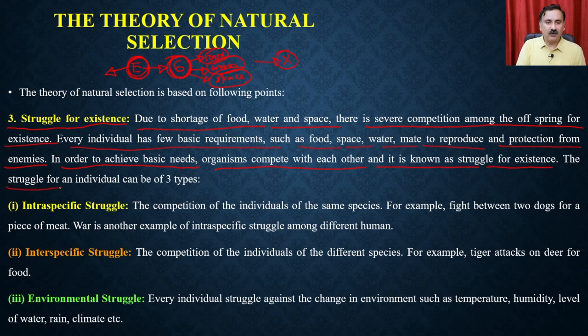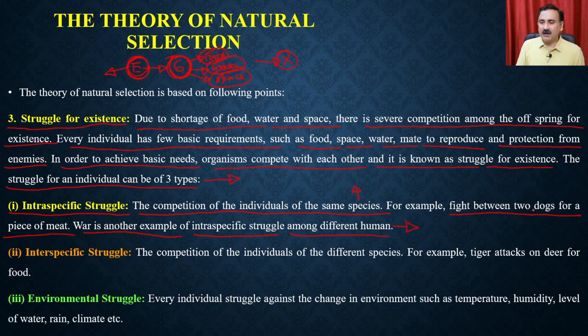The struggle for an individual can be of 3 types. So you can have 3 different types of struggles. The first is intraspecific struggle. The competition of individuals of the same species is called intraspecific struggle. For example, the fight between 2 dogs for a piece of meat. War is another example of intraspecific struggle among different humans, right?